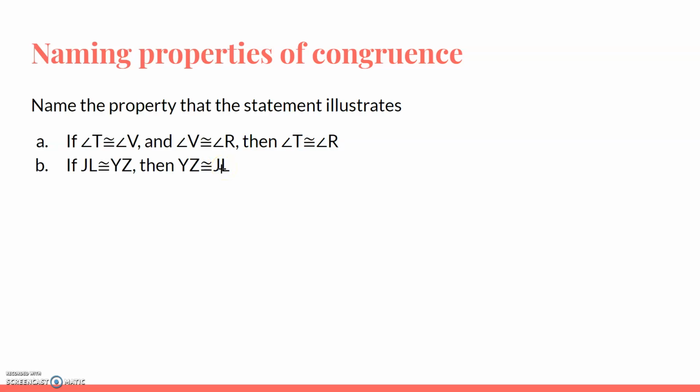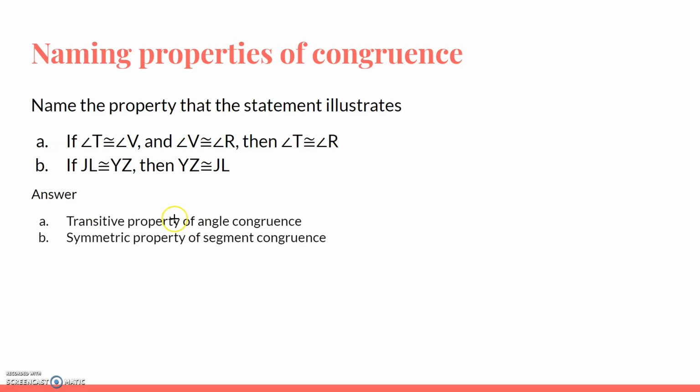Alright, so now that you're back. First off, that's the transitive property of angular congruence. We just learned it. Since angle T is congruent to angle V and angle V is congruent to angle R, we can substitute angle R for angle V here, which gives us angle T is congruent to angle R. And then here, that's just the symmetric property of segment congruence. We're just flipping YZ and JL around.